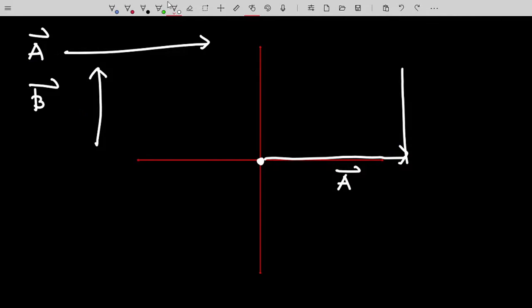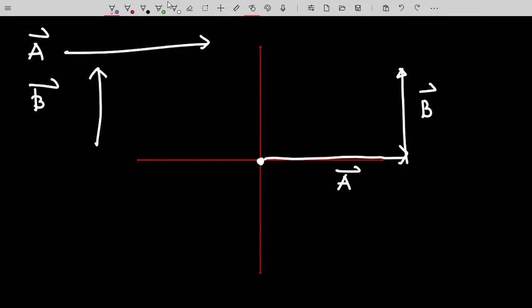So let's try to do it. This is how we should draw the vector B. We draw it starting from the head of your vector A. That is why it's called head to tail, because we are going to add two vectors starting from the head of the first vector, adding it to the tail of the next vector.